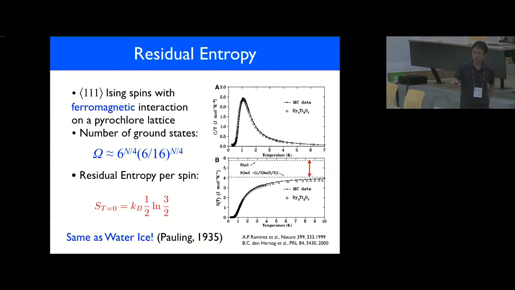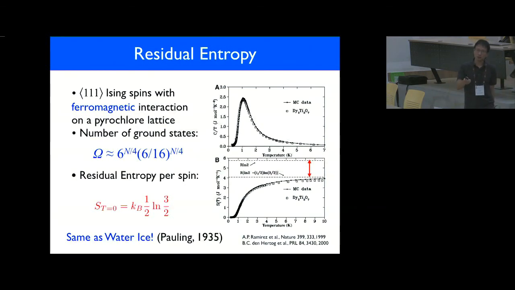You see that experiments do measure this finite residual entropy. But there's one problem. In all this argument, we just considered nearest neighbor interactions. To minimize this interaction in a single tetrahedron, we consider that the system has to be in the ice state.